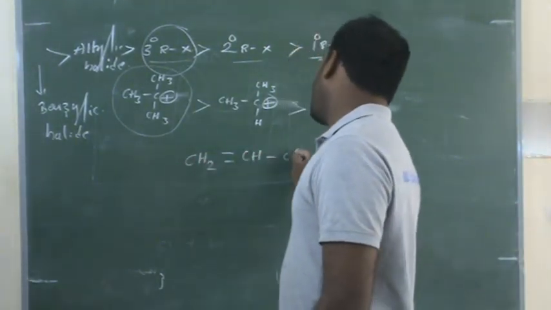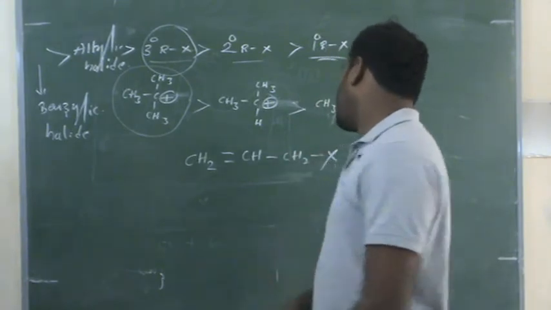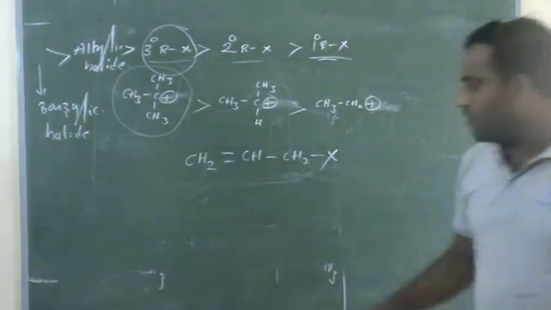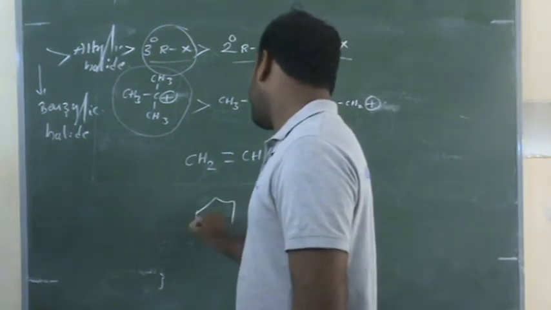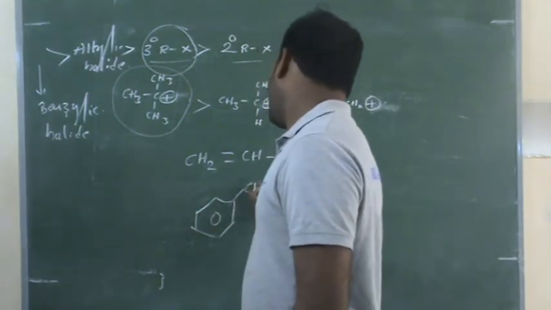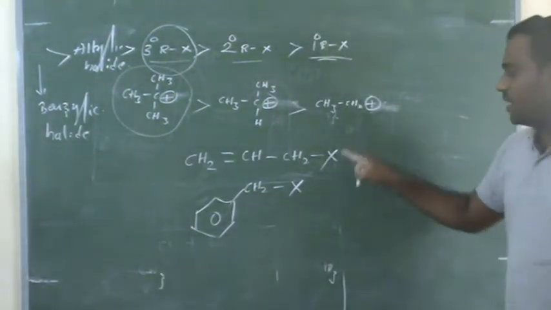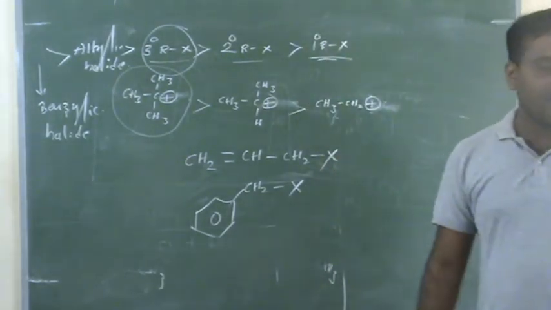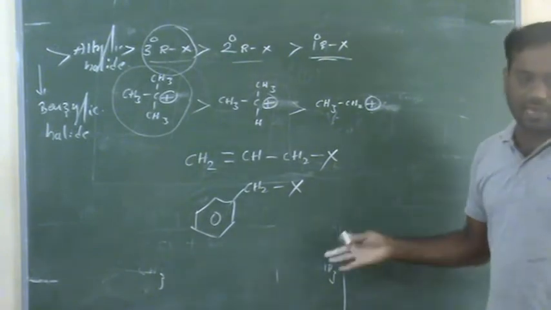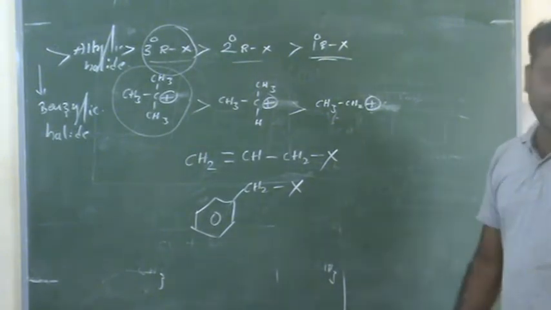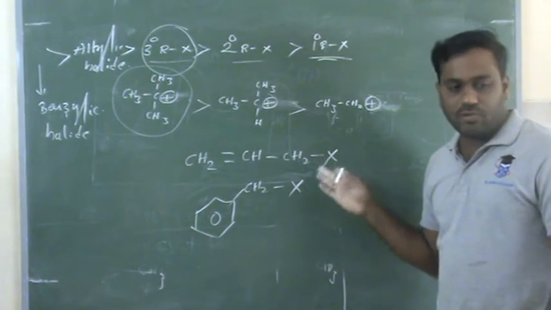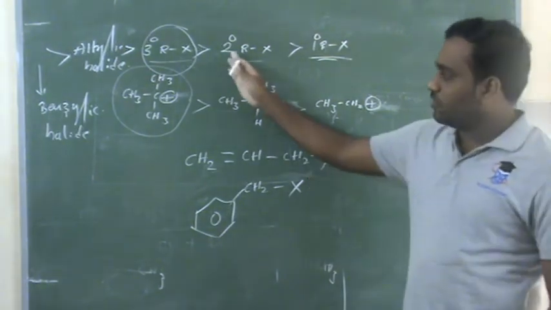CH2=CH-CH2X. This is allylic alkyl halide. What is the meaning of benzylic alkyl halide? This is a benzylic alkyl halide. This is allylic alkyl halide. This is a benzylic alkyl halide. Among the two alkyl halides, which is more reactive? Benzylic alkyl halide. After that, which is more reactive? Allylic alkyl halide. After that, which is more reactive?